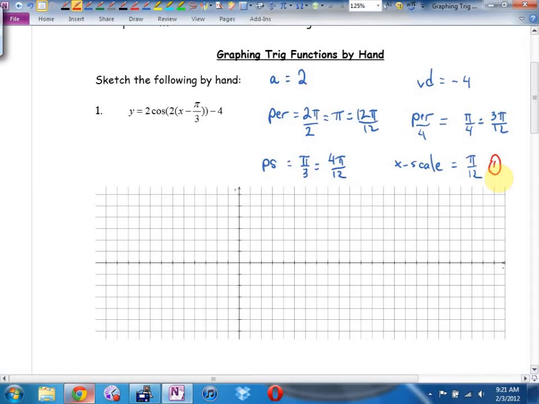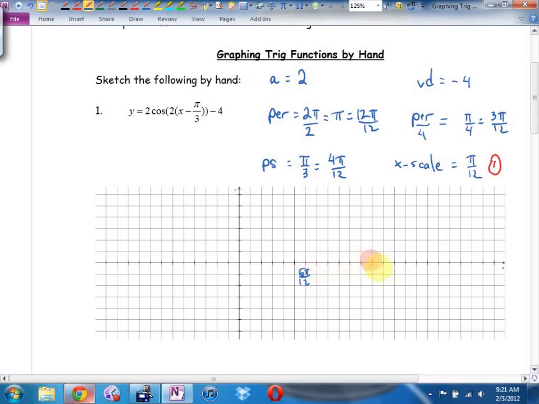Yes, I know it's pi by 2. Don't bother reducing the fraction. Why make yourself have to think more? 1, 2, 3, 4, 5, 6. Here's 12 pi by 12. Oh, heck, let's go in the negative direction. 1, 2, 3, 4, 5, 6. Negative 6 pi by 12.